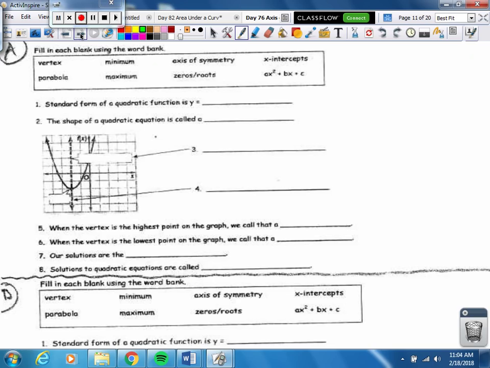Now let's put it in a more general context. Check this out. Flip the page. Vocab. So I'm going to do A, you're going to do B, the one on the bottom. The standard form of a quadratic function is y equals all this. A goes in front of the x squared. B goes in front of the x, and C is the constant at the end. The shape of a quadratic equation is a parabola.